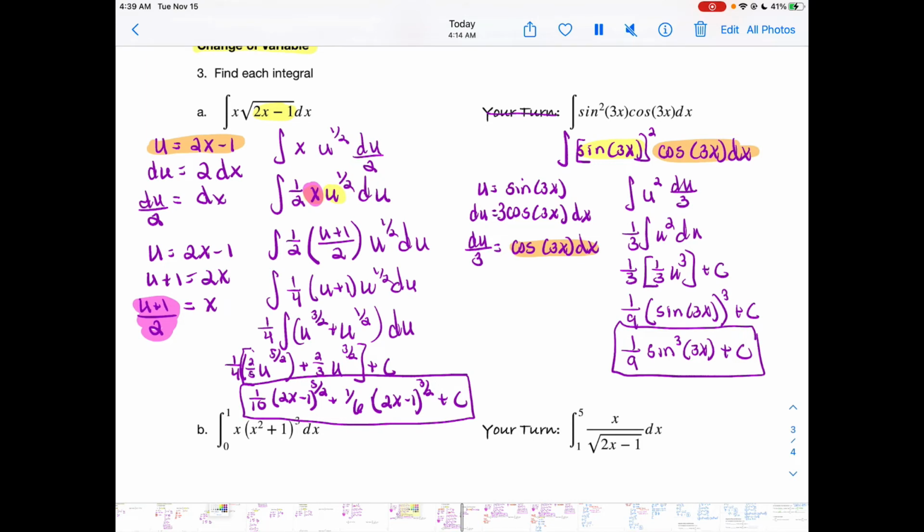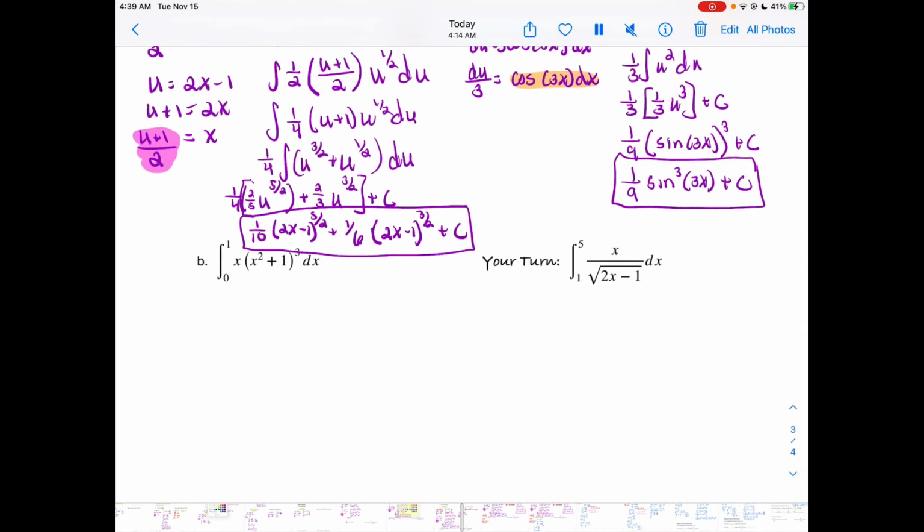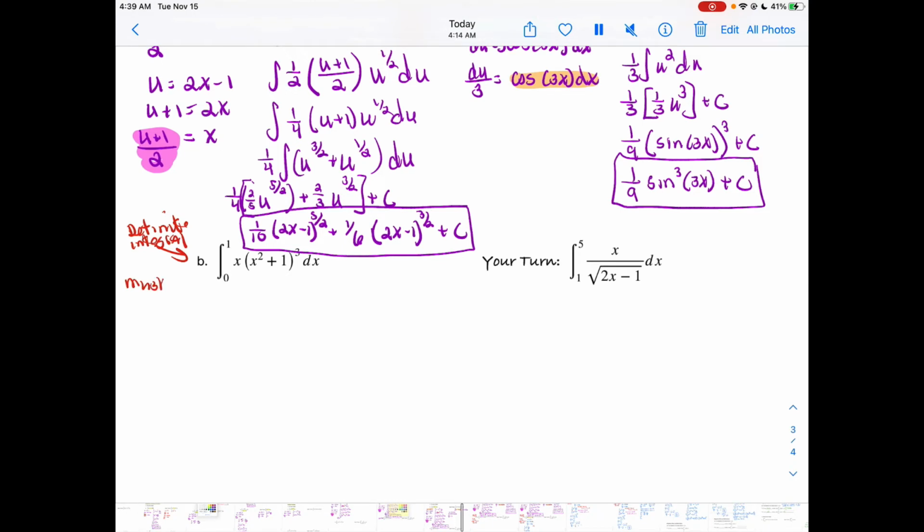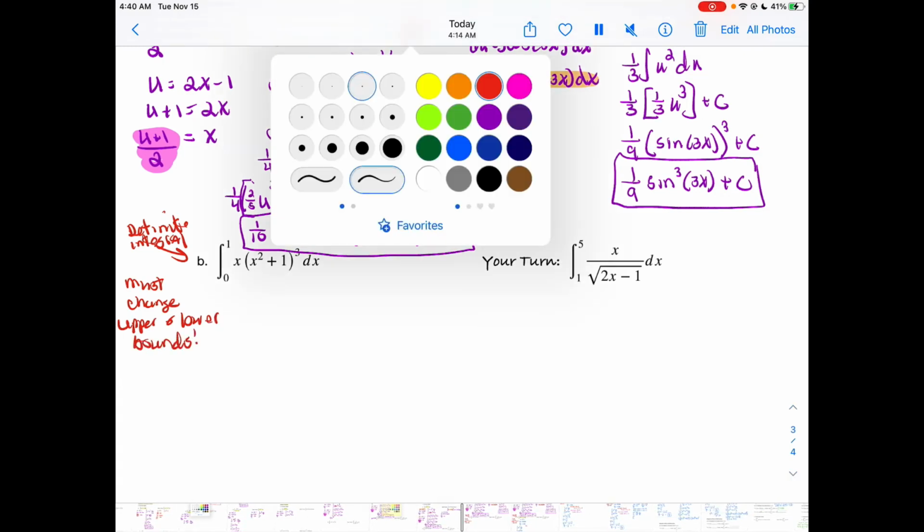And that's how you do it if you have multiple inside functions. All right, now our next section here, and again, I'm going to do this example here. Now we're going to talk about what to do if we have definite integrals. How does that change? Well, the main difference with integrating definite integrals versus indefinite integrals with u-substitution is that you must remember to change your upper and lower bounds. We're rewriting our function in terms of u, so our upper and lower bounds have to be changed in terms of u as well. So let me show you how that would work.